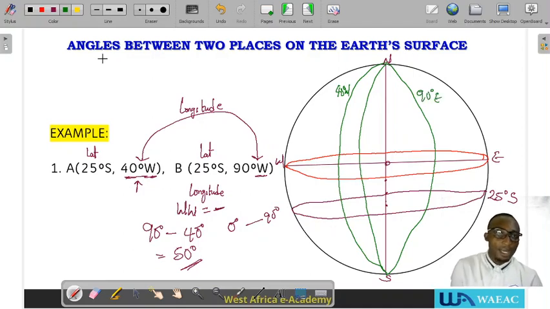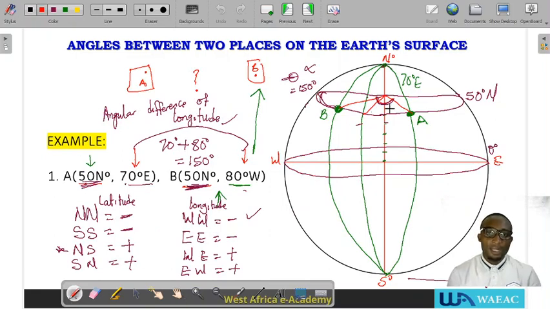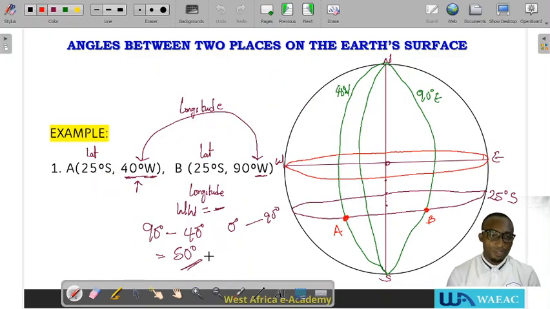So now I can identify my points here. This is my point A, and this is my point B. You can see it now. So the angular difference between these two points is 50 degrees, just the way I calculated it here. You can see the way I calculate the angle here. So the angular difference is 50 degrees.